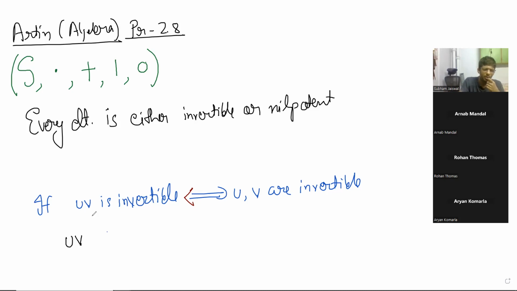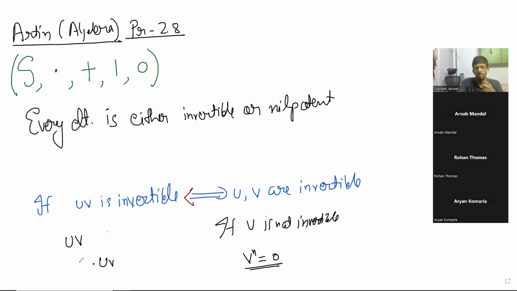Let's see. So if UV is invertible, and if V is not invertible, then V to the power n is equal to 0. But then UV is invertible, so there is a C such that this is the identity. This is 1. After this, can we do anything?